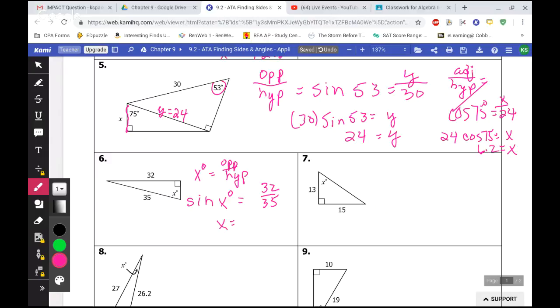So x is going to be sine inverse 32 over 35. So you'll hit second on your calculator. You hit that second button and then sine. So that should give you a little sine with a -1, right? And then type in 32 divided by 35. Close your parentheses and hit enter. 66.1. That's it. So that angle measure is 66.1.